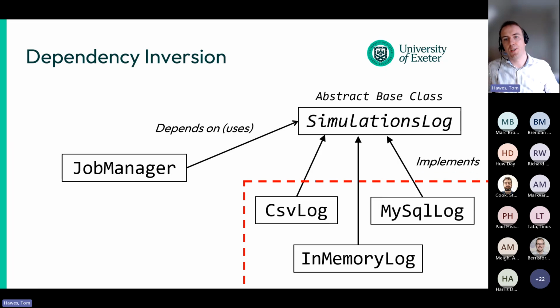So that gives us the power to substitute in different implementations. Maybe in the future, if we need to write the details to a MySQL database, we could implement that. Or for the purposes of testing, we could have an in-memory log, which just caches the values in a list structure or something like that. That flexibility can both help add extra functionality in the future and also help with testing.